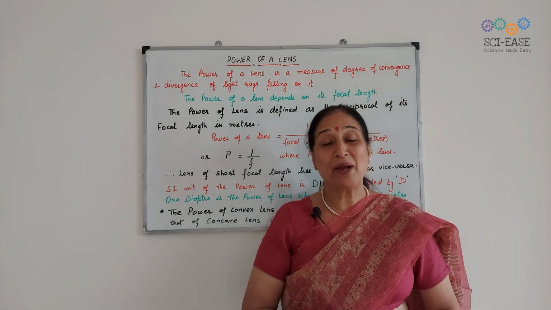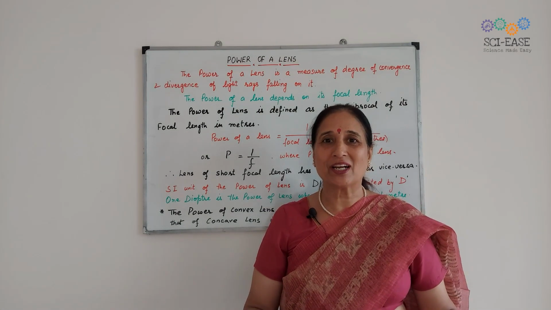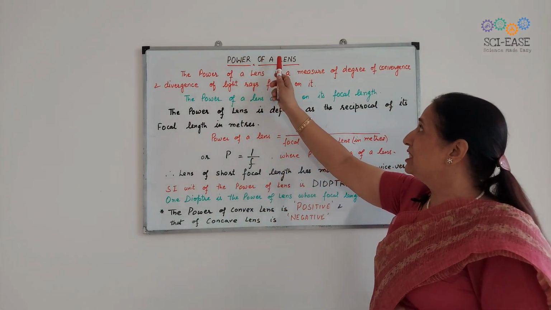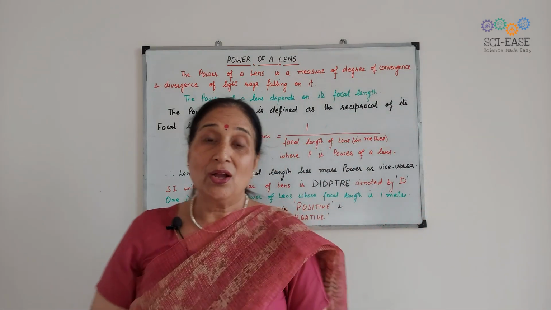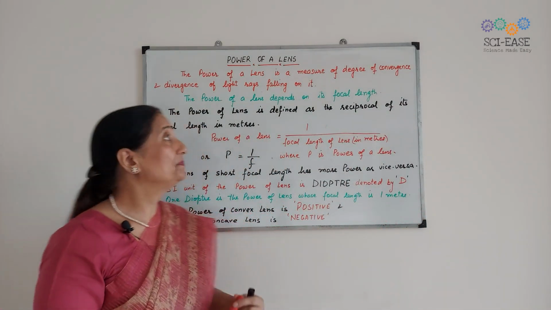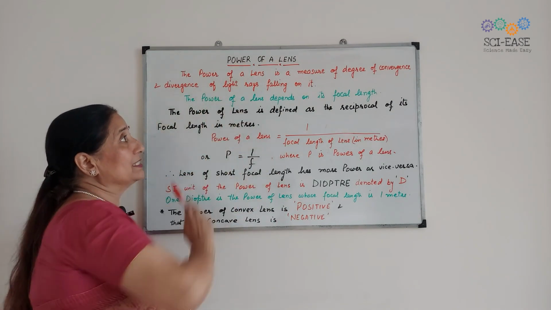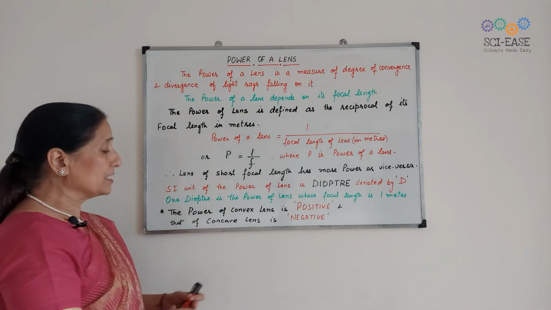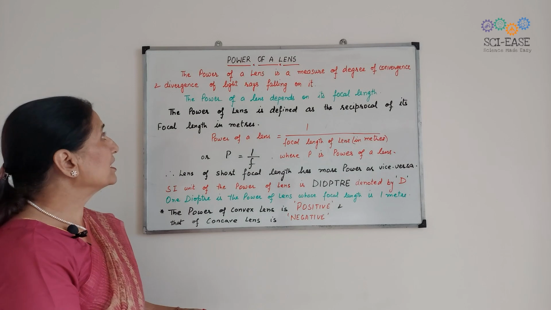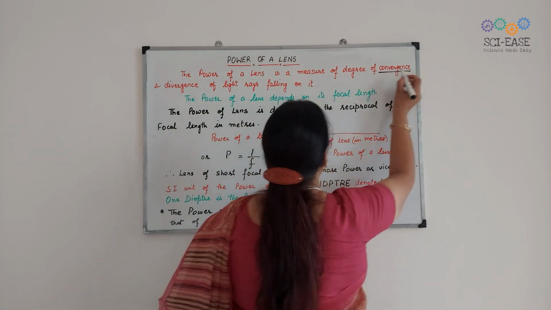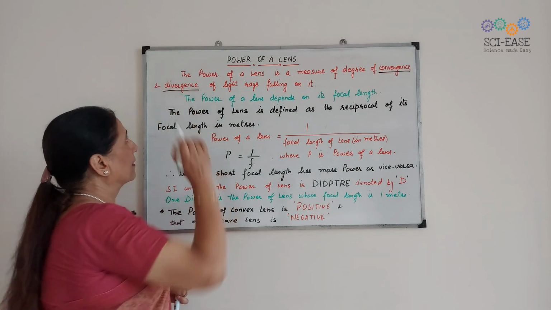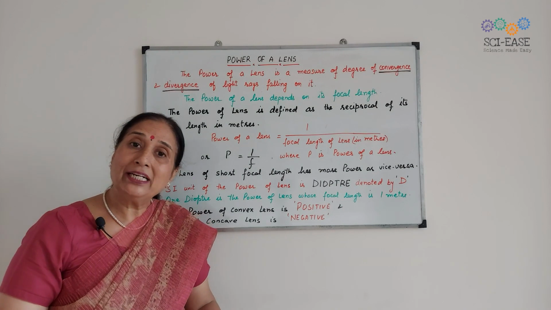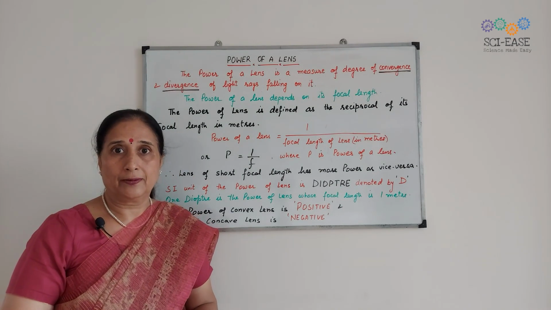In this video, I am going to take up the last topic of this chapter, and the topic is power of a lens. What do you mean by this term power? The power of a lens is a measure of a degree of convergence or divergence of the light rays falling on it. Okay? Power of a lens depends upon the focal length.